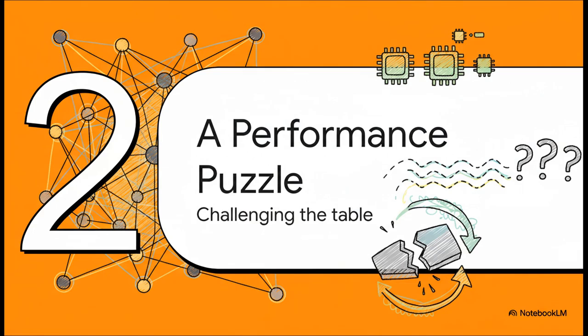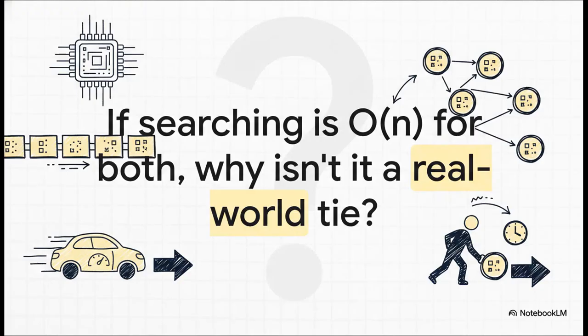Seems simple enough. But this is where our real story begins, with a performance puzzle that kind of throws that whole neat little table into question. Just think about it for a second. If you have to scan through a list to find something, and you don't already know its index, the Big O notation is O(n) for both an array and a linked list. So, they should be equally slow, right?